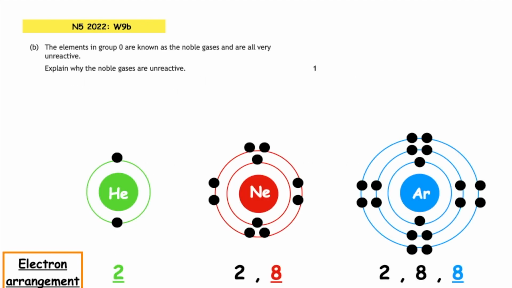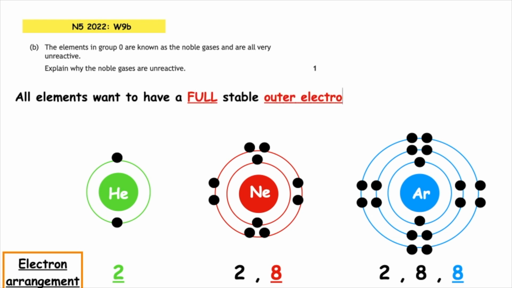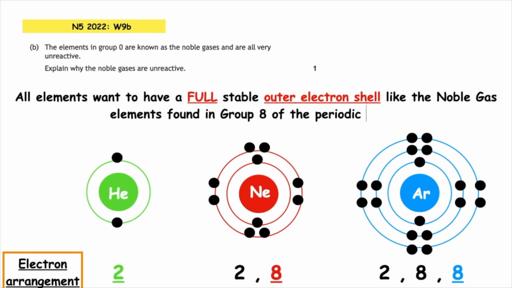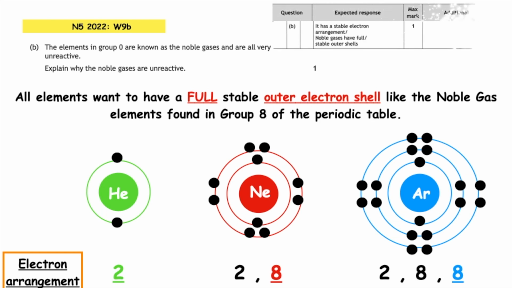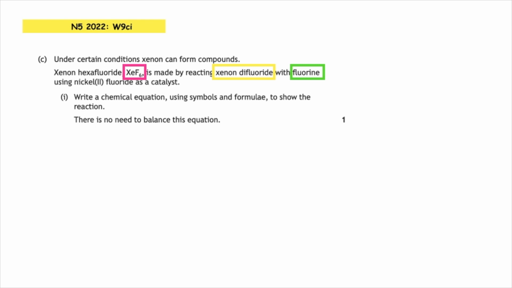The elements in group 0 are known as the noble gases and are all very unreactive. Explain why the noble gases are unreactive. All elements want to have a full, stable outer electron shell like the noble gas elements found in group 8 of the periodic table. Under certain conditions, xenon can form compounds.